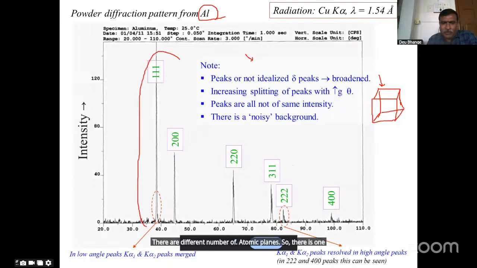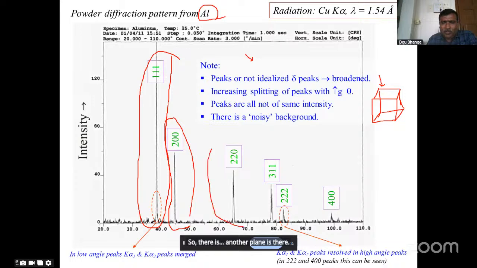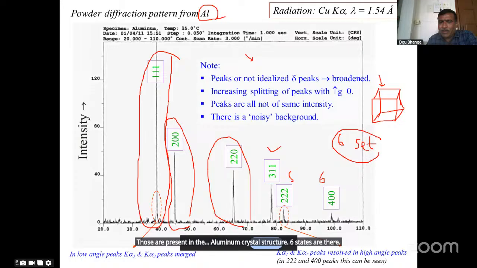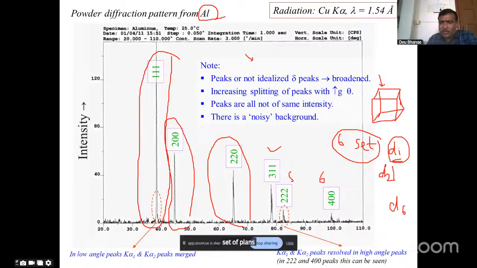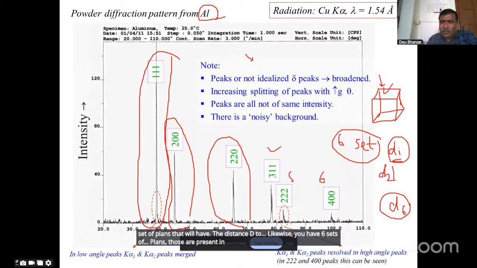So there is one plane, another plane, then a third plane, fourth, fifth, sixth. It means that there are six different sets of planes present in the aluminum crystal structure. These six sets have different values of interplanar spacings, d1 to d6. Some set of planes will have the distance d1 between similar planes, another set of planes will have the distance d2, and likewise you have six sets of planes present in the unit cell of aluminum.